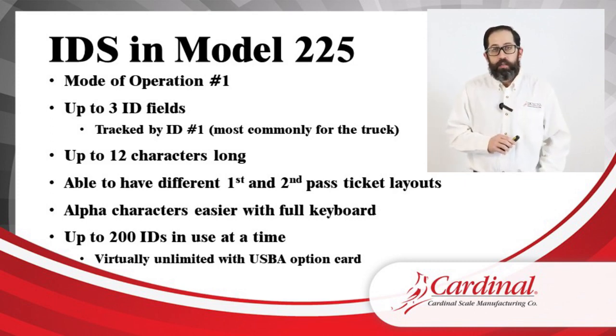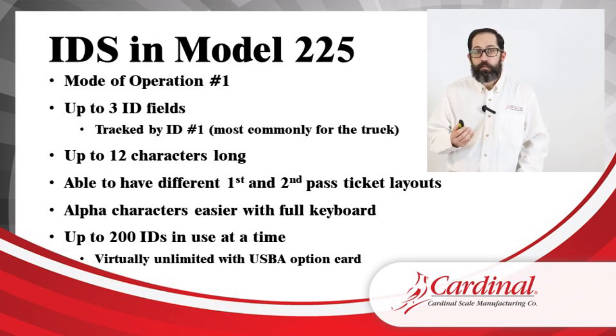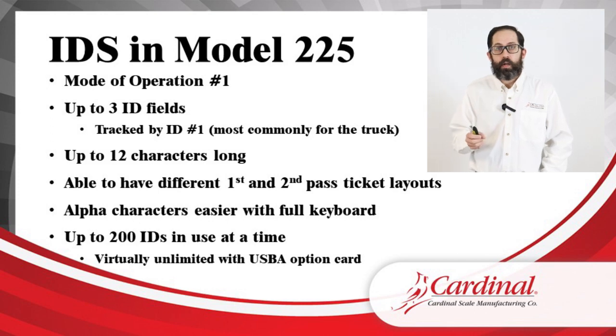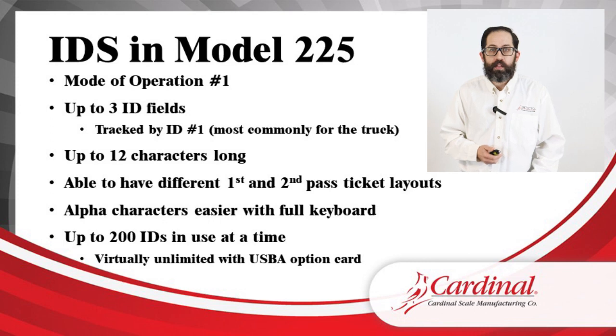With the 225, our IDs can be up to 12 characters long. Still alphanumeric characters, letters and numbers. A really nice thing on the 225 is we have the full QWERTY keyboard, so we don't have to do the little tricky stuff pushing the letters like we did on the 210. The other nice thing is when you're entering IDs on a 225, as they show up on the display, a K, like we saw earlier on the 210, it didn't look much like a K. Actually, it looks like a K on the 225. The display on the 225 allows us to have that kind of flexibility and clarity.